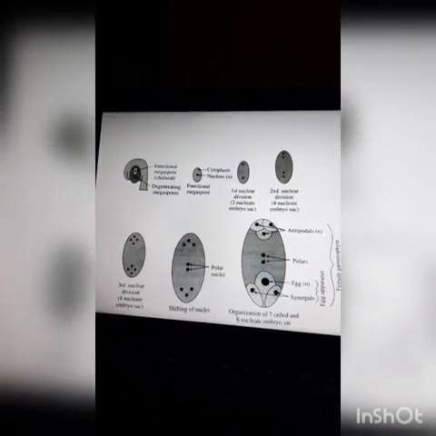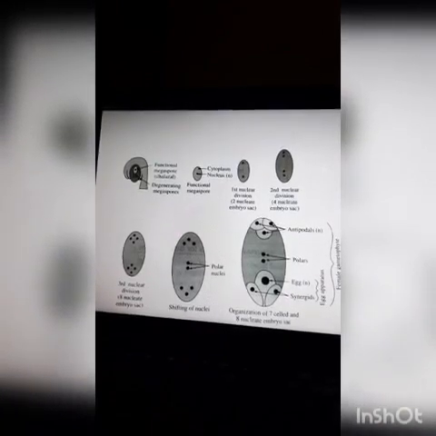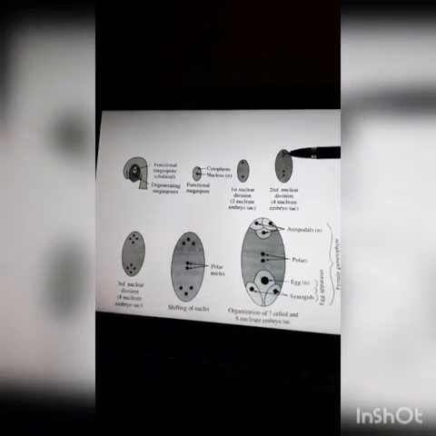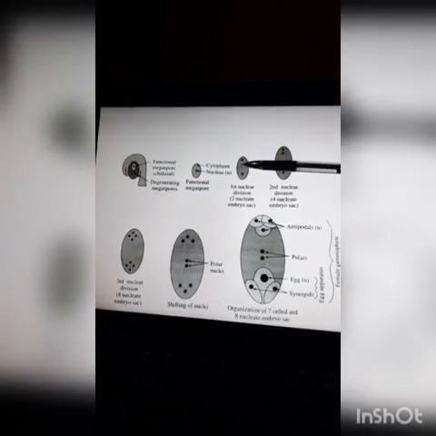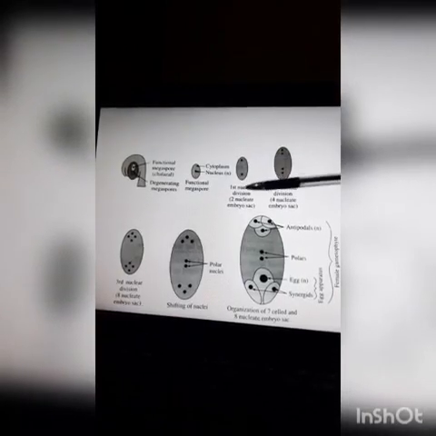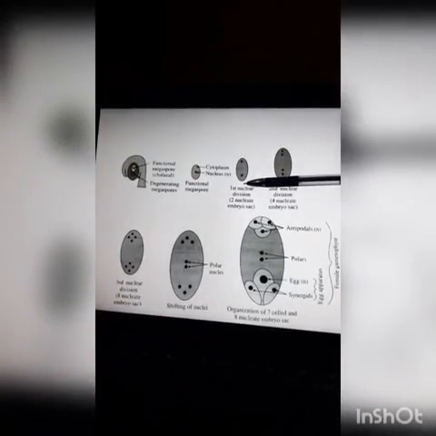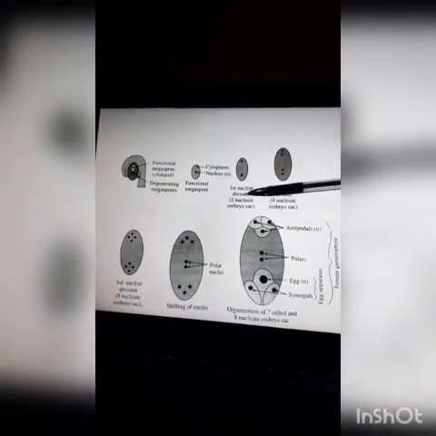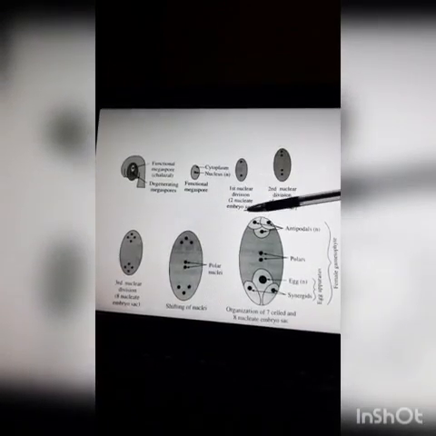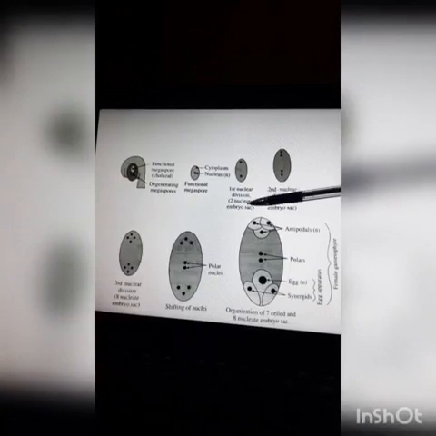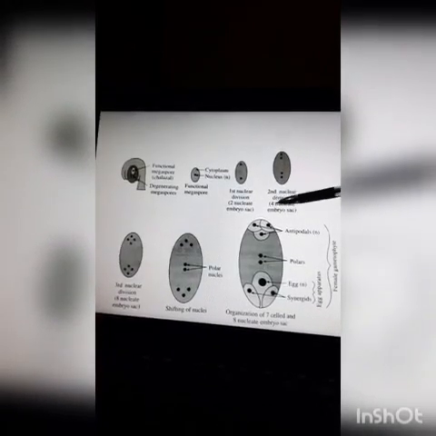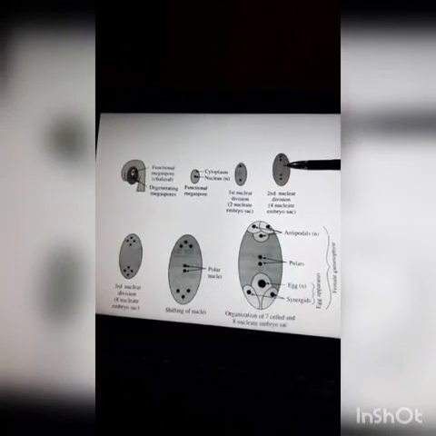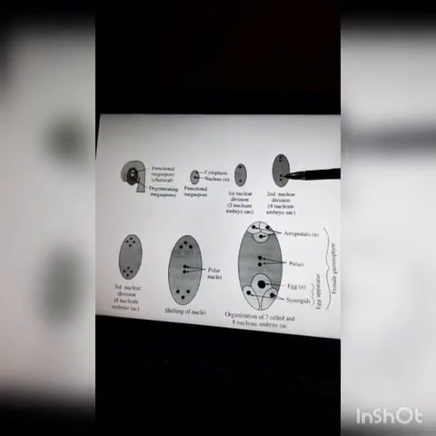3 mitotic divisions will be there. The functional megaspore divides mitotically to form 2 nuclei, and they move to the opposite sides of the embryo sac. This is the first nuclear division and forms a 2 nucleate embryo sac. It is followed by the second mitotic division and forms a 4 nucleate embryo sac. We can see 4 nuclei here, 1, 2, 3, 4.